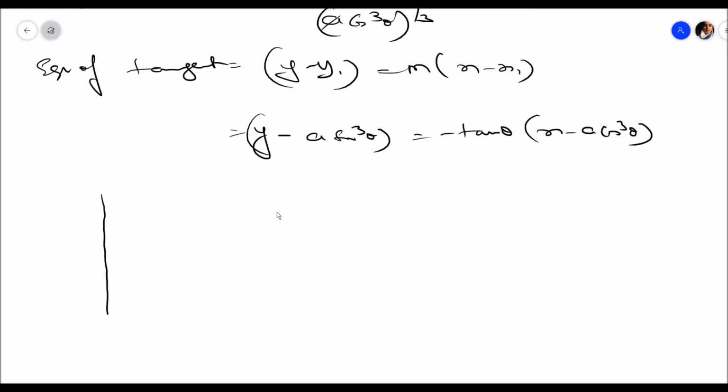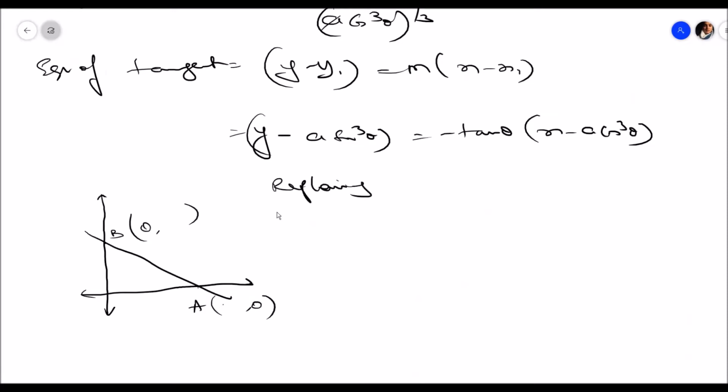So again, it's the same figure. That's your y-axis, that's your x-axis. Okay, there's a line AB, which is of course a tangent, whose equation we just found out, meeting the coordinate axis in A and B. So again, the coordinates of A will be something, comma 0, and here it will be 0, comma something. Okay, replacing x is equal to 0, or let's start with y is equal to 0 in order to get the coordinates of A. So this gives me minus a sin cube theta is equal to minus tan theta. I will write it as sin theta by cos theta into x minus a cos cube theta.